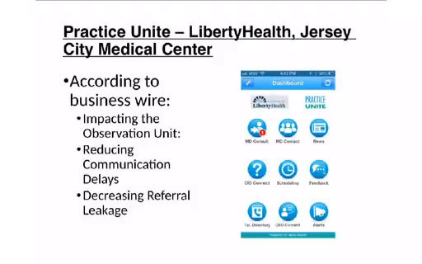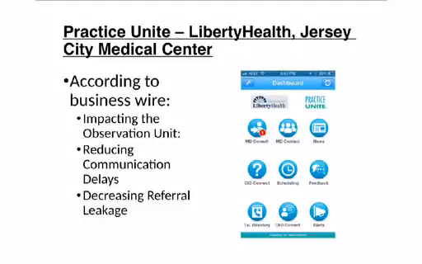One of the mHealth apps that stuck out to me was Practice Unite, which is used by Liberty Health Jersey Medical Center. As discussed earlier, Practice Unite is a HIPAA-compliant messaging app that helps with communication. According to Business Wire, the organization has been doing exceptionally well since the implementation of the app. It has been positively impacting the organization's observational unit. It improved communication and has increased the discharge rate, which translates into $720,000 per year savings for the hospital.